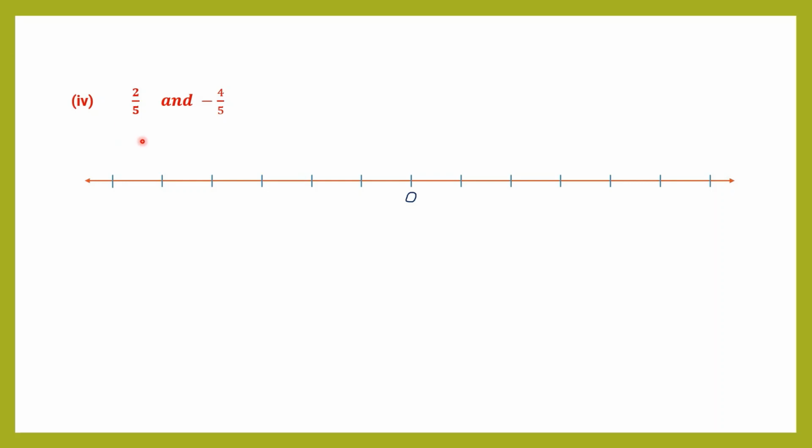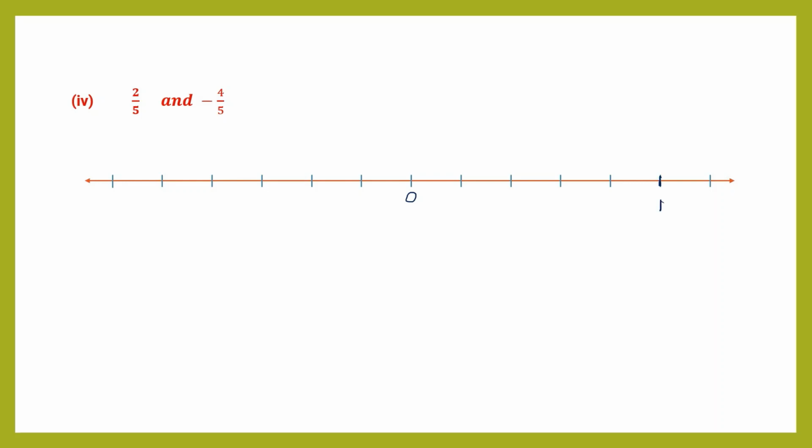Now look at the denominator of the positive number and the negative number. Both are 5. That means after 0, we're going to have 5 parts before we get 1. So let's start. 1, 2, 3, 4, 5. So this is the fifth part. This is where we will get 1. So let's write 1 here. So this is where we have 1.